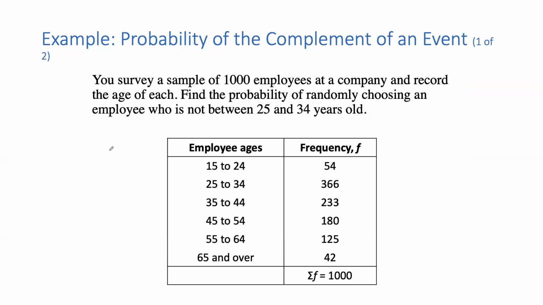So you survey a sample of 1,000 employees at a company and record the age of each. So this is again empirical probability that you're going to calculate because all you have is sample data, and you have 1,000 employees. Find the probability of randomly choosing an employee who is not between 25 and 34 years old. So this is the category that we want to exclude. If E is the probability that someone is between the age of 25 to 34, then we are after probability of not E.